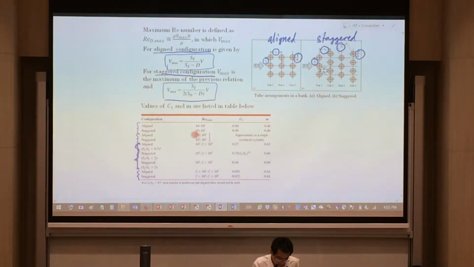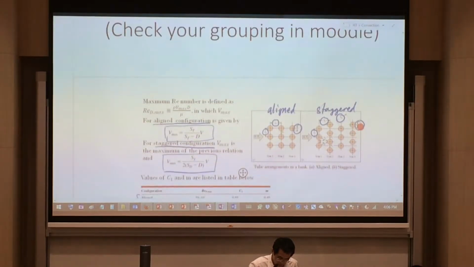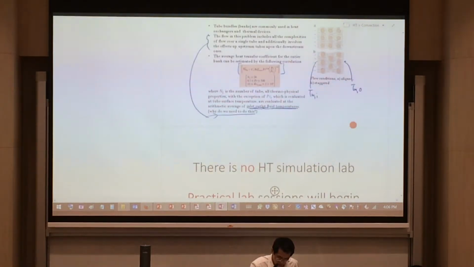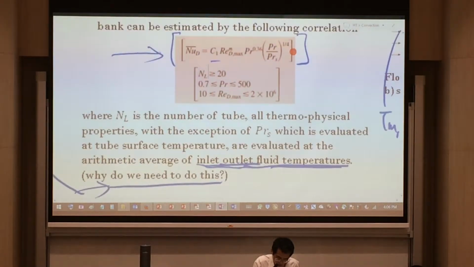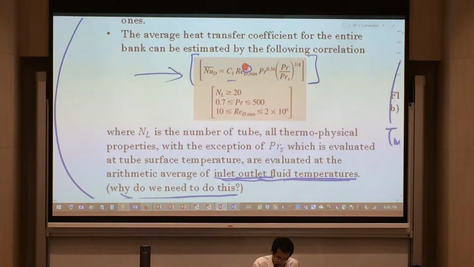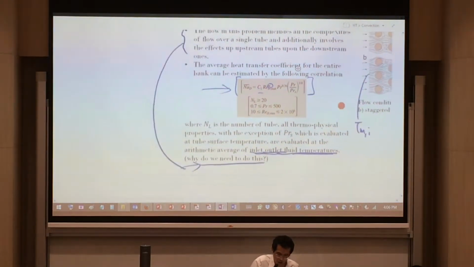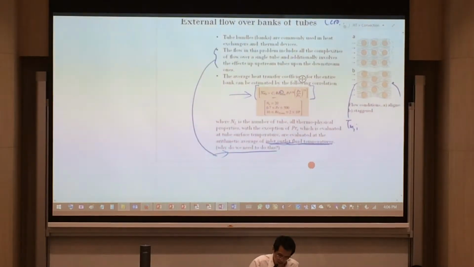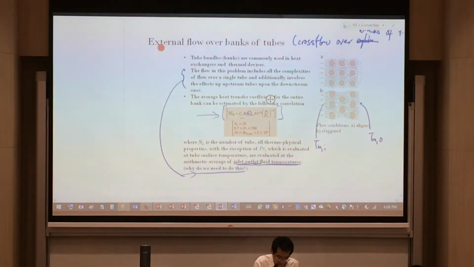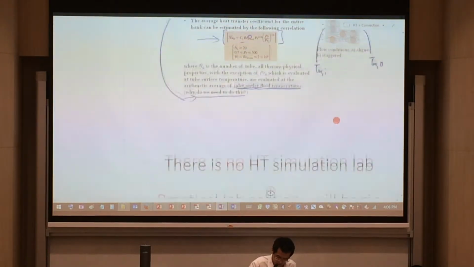You have 4 sets of them, of which, depending on your Reynolds number, you would use the respective coefficient C1 and m, and this C1 and m would eventually make its way to this Nusselt number expression over here. We have C1, and m that's over there. So again, I just want to repeat, consistent with the Glasgow message, this external flow over bank of tubes, they are not examinable, but you would need to know to understand your heat exchanger.